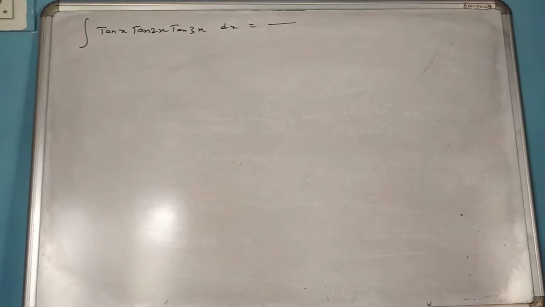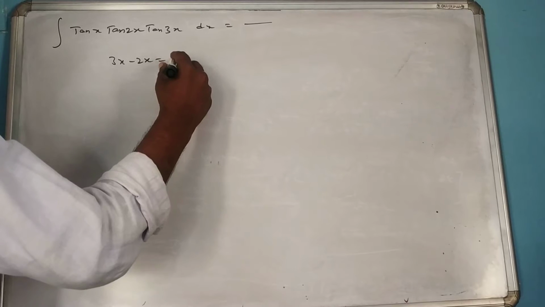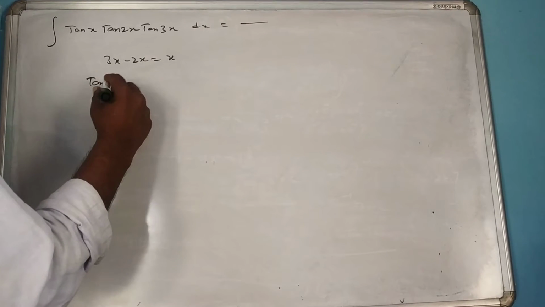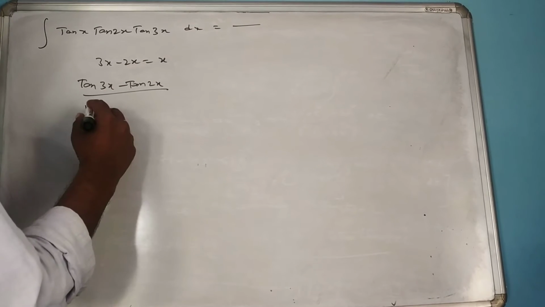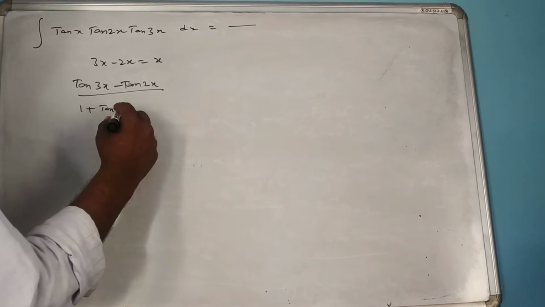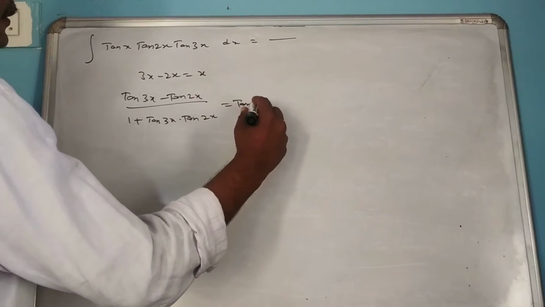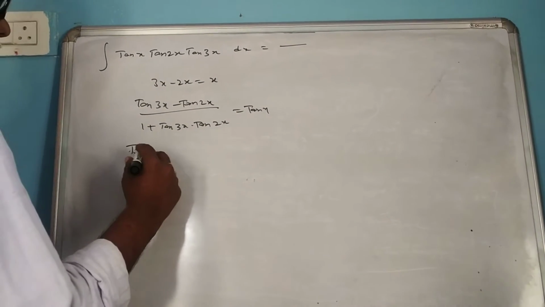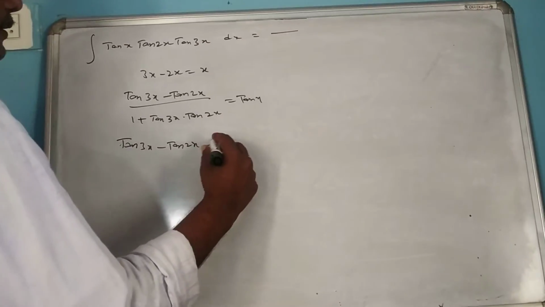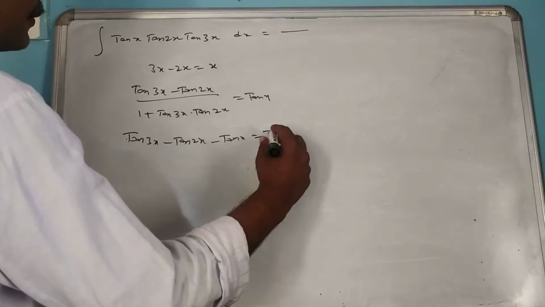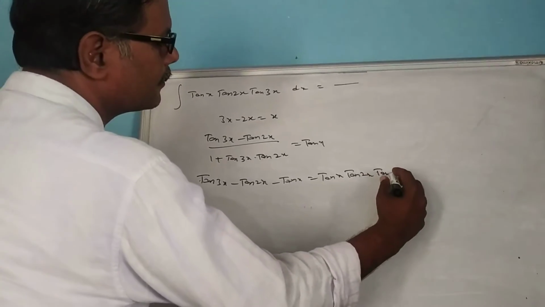We all know that 3x minus 2x is equal to x. Applying tan of (3x minus 2x), that is tan 3x minus tan 2x by 1 plus tan 3x into tan 2x, is equal to tan x. On cross multiplying, tan 3x minus tan 2x minus tan x is equal to tan x tan 2x tan 3x.